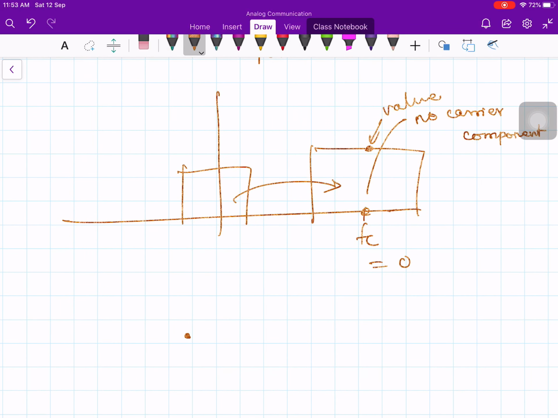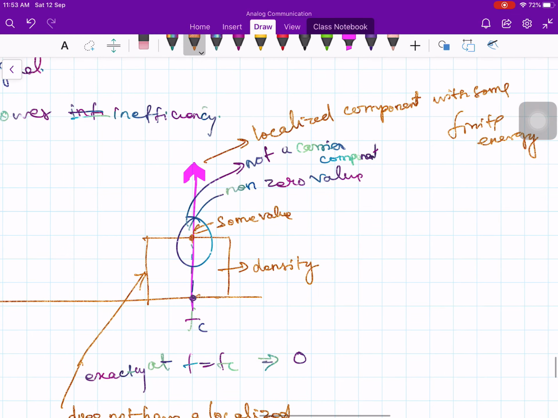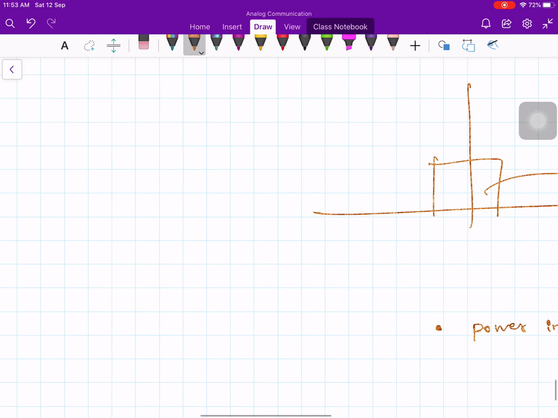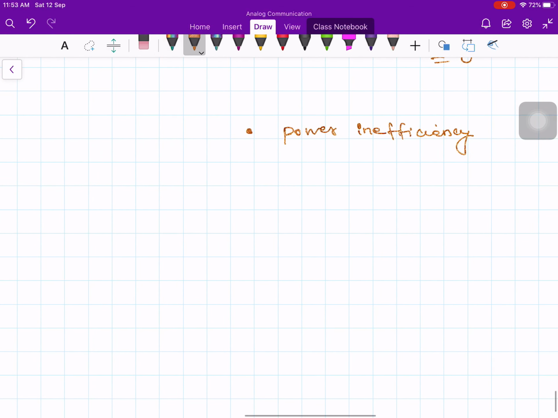But the drawback of your AM system is that there is a power inefficiency. So this is the spectrum, not this one, the previous one. Yeah, this is the spectrum. Because of the introduction of the carrier, there is power inefficiency. The power inefficiency is due to the fact that the carrier component that we have introduced does not carry useful information, I mean message information. You cannot use it, it is entirely useless.